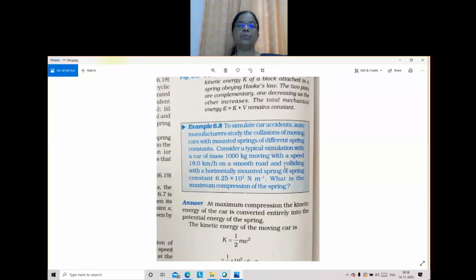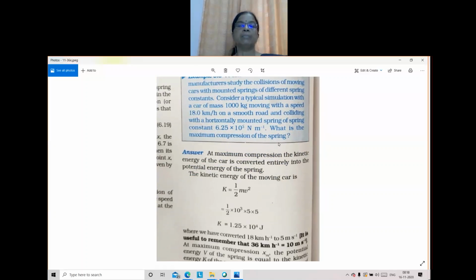Then on a smooth road, it is colliding horizontally with a horizontally mounted spring. So it is colliding on a spring, and the spring constant K is given as 6.25 into 10 raised to 3 Newton per meter. What is the maximum compression of the spring? Work done, we have to calculate.